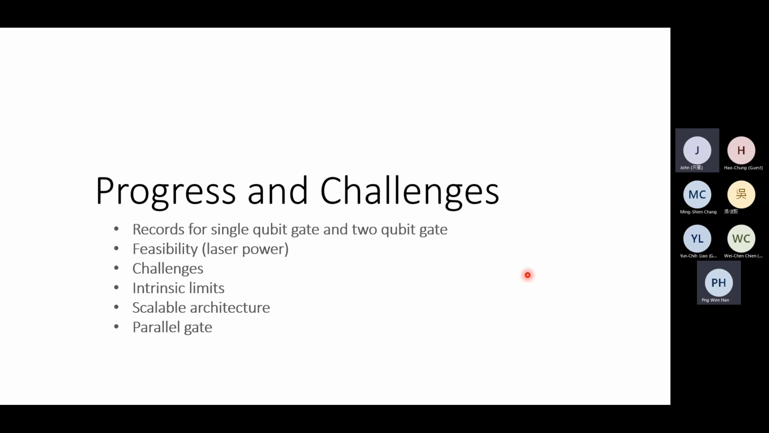Now let's look at the progress and challenges of this field. First, I will show you the records of the single qubit gates and two qubit gates, and then what the current feasibilities are, and what challenges we have right now. What are the intrinsic limits as we see from a theorist perspective, and in order to solve these intrinsic limits, what solutions have we come up with, like the scalable architectures and the parallel gate.